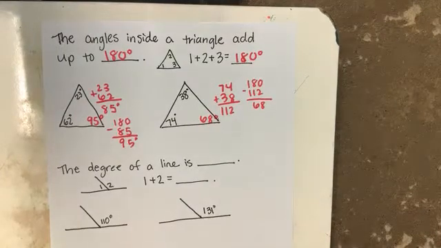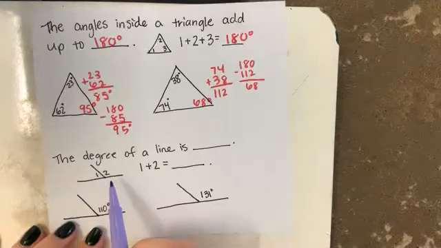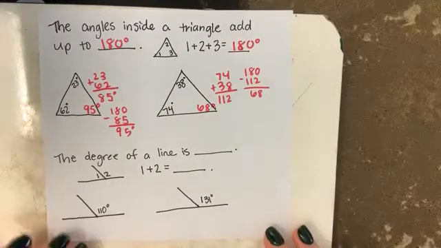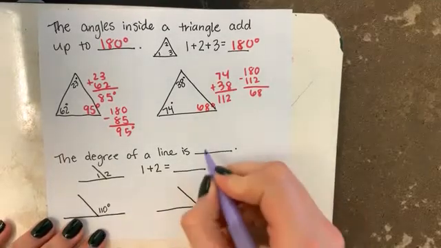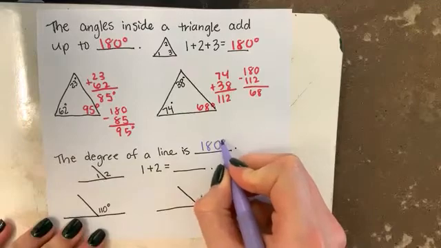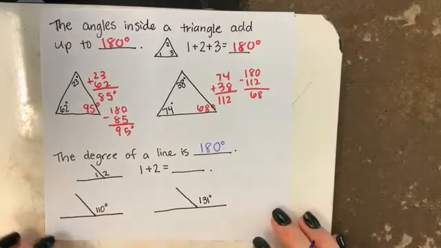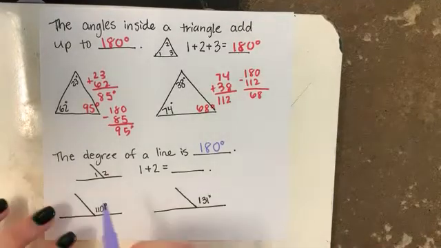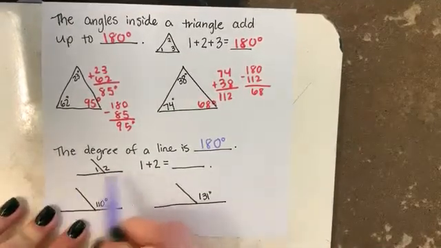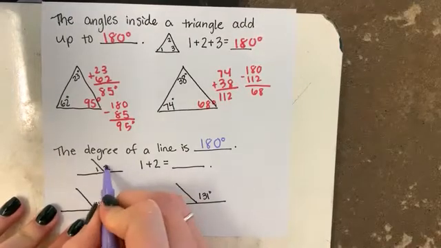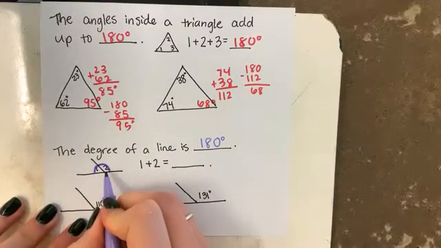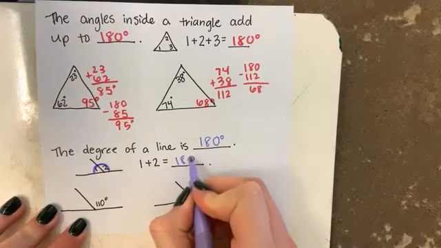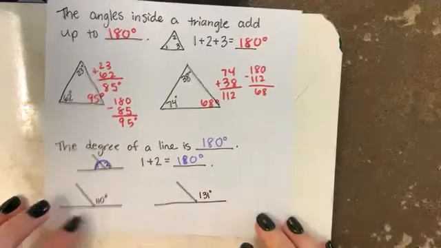So now we're going to look at a line. Does anybody know what the degree of a line is? That's a circle. That is close. It is actually also 180. I don't know if y'all learned supplementary angles, but that means that these 2 angles here on the straight line would equal 180 as well. So this angle 1 plus this angle 2 is going to be 180 degrees. Very similar to what we did above.